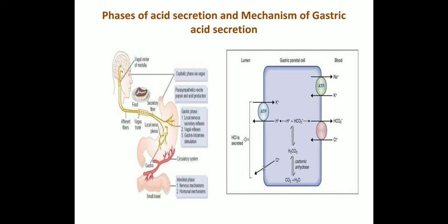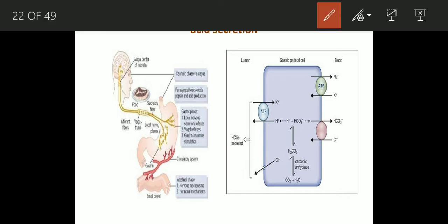So in these phases, how is acid produced from the parietal cell? This is the mechanism by which HCl is synthesized and secreted. If you see the parietal cell, this side is the apical surface of the parietal cell. On the apical surface of the parietal cell, an important pump is present, which is called the proton pump or hydrogen potassium ATPase pump.